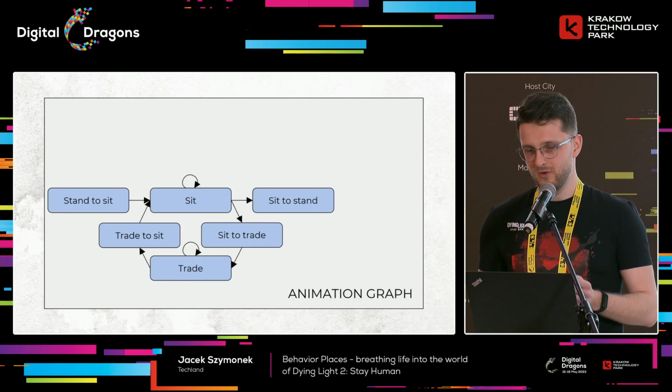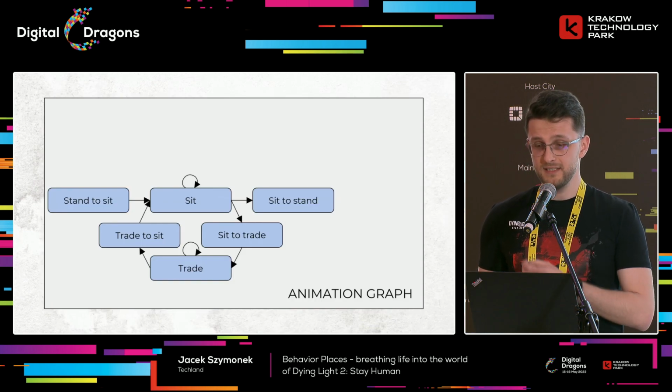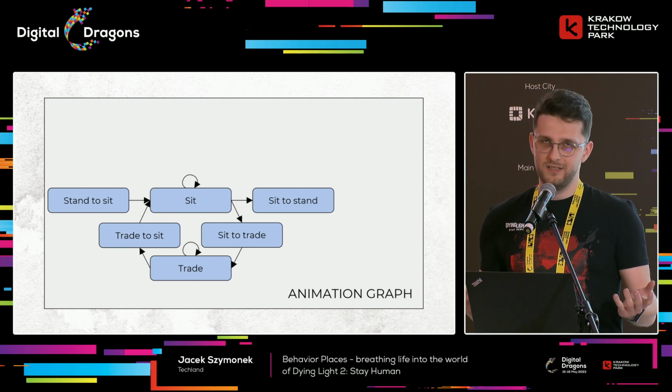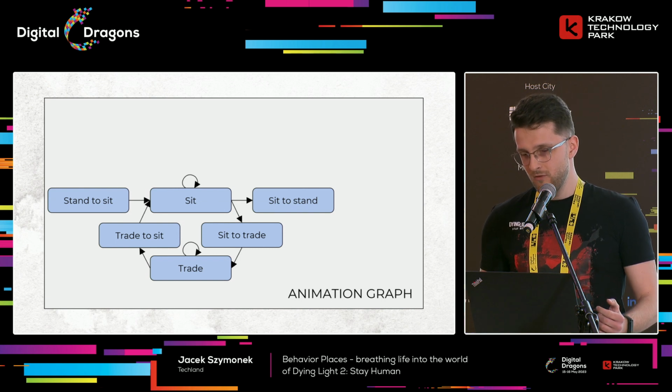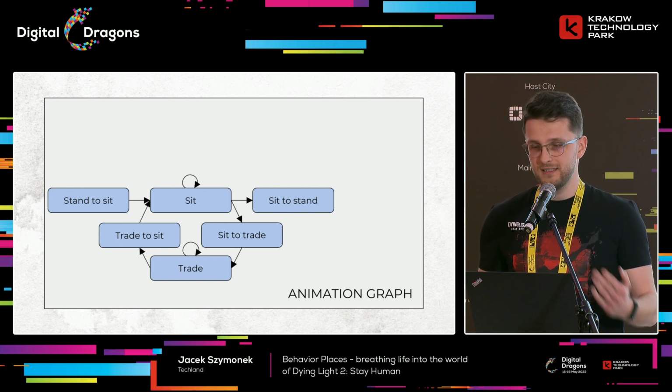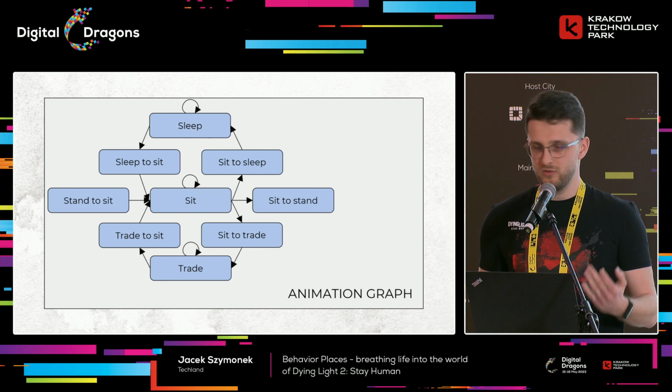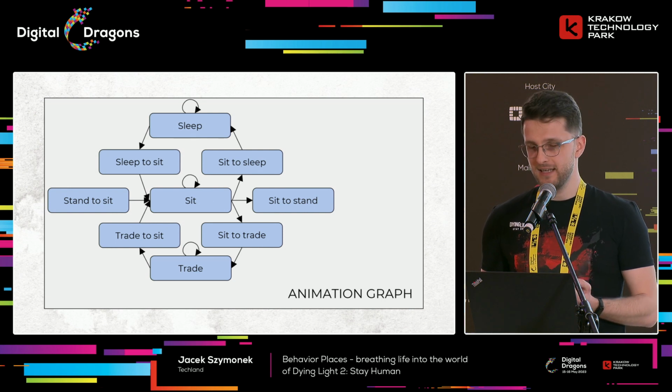Now let me give you one more example. Here we've got a state machine which contains two activities. This is our shopkeeper from before. It's either sitting or trading with us. Now let's imagine that the shopkeeper sometimes falls asleep in their chair, right? Don't we all? We may represent that using another activity called sleep, with dedicated transitions to that activity. And in the old approach, we would have to create this state machine, which would probably be used in like one place in the entire game.